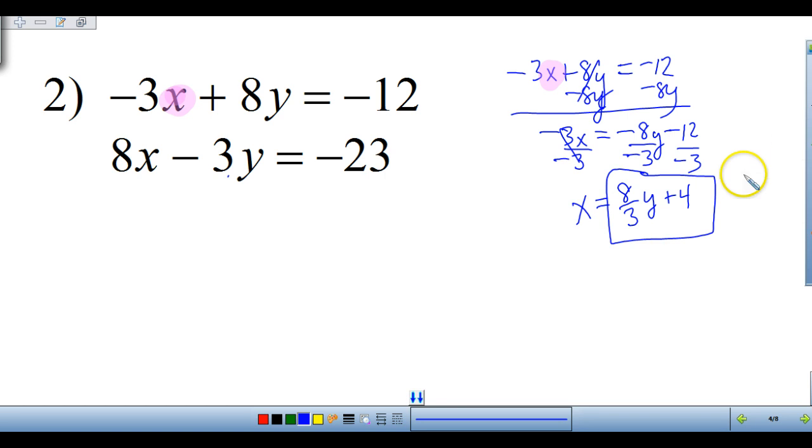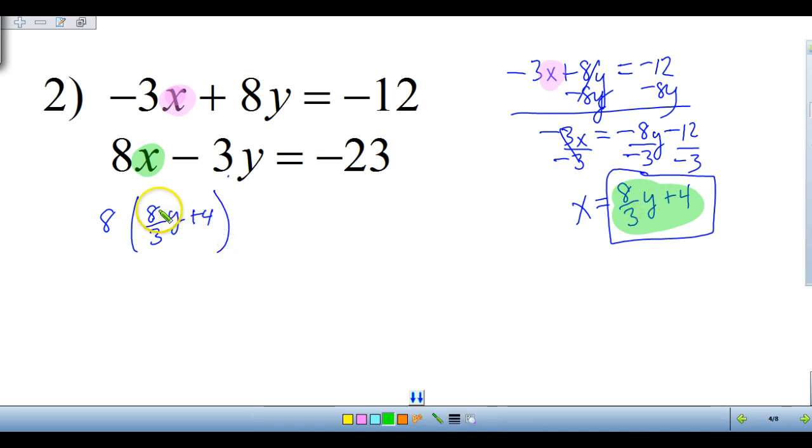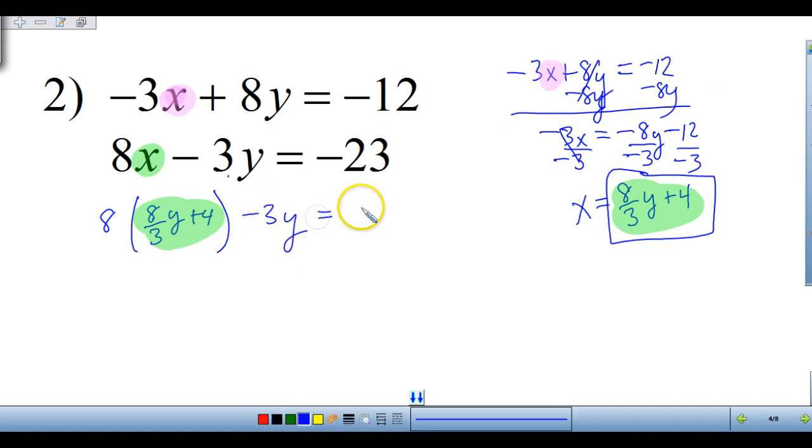So I'm going to have to take that and plug it in. This green stuff equals x. So I'm going to go to the other equation that I haven't used yet and put it in for x. So I'll have 8 times 8 over 3 y plus 4. Okay, there's my substitution. The stuff that equaled x went in for x. Bring down just the rest of the problem. Don't get worried. You're going to have to distribute to a fraction.